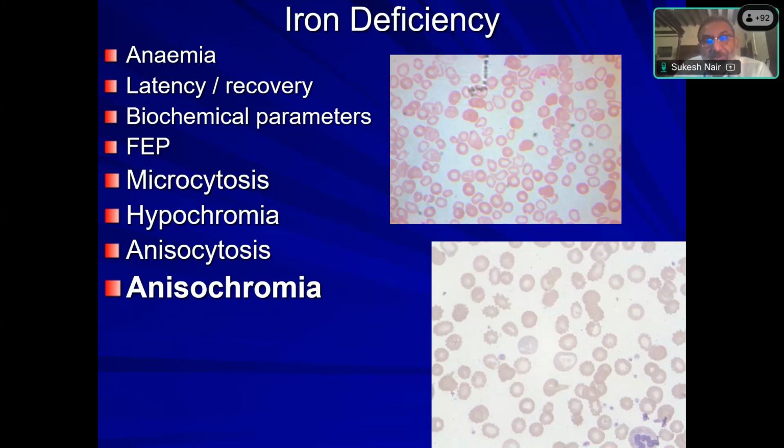Many times, when you report HPLC and you say, okay, I have got a thalassemia carrier, but I'm not sure whether it's iron deficient or not, look at the blood picture. If there is anisochromia, it is not thal major alone. There is iron deficient erythropoiesis also happening. It's an absolute proof of iron deficient erythropoiesis.